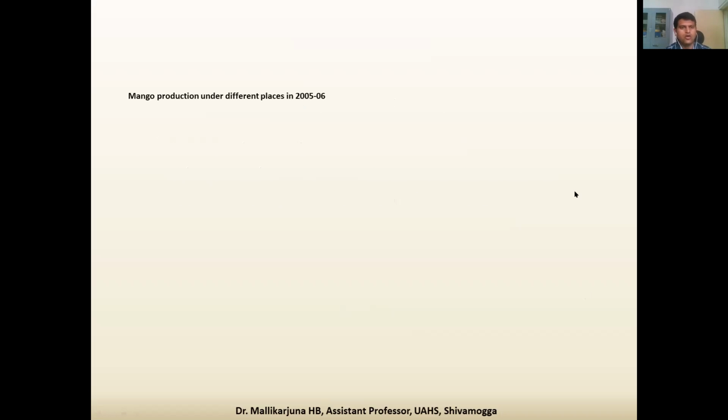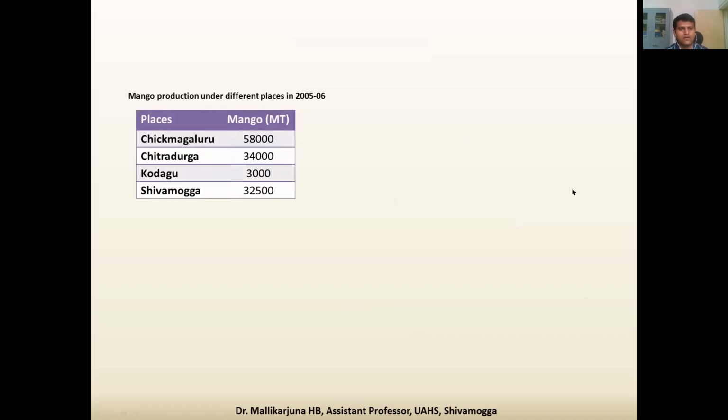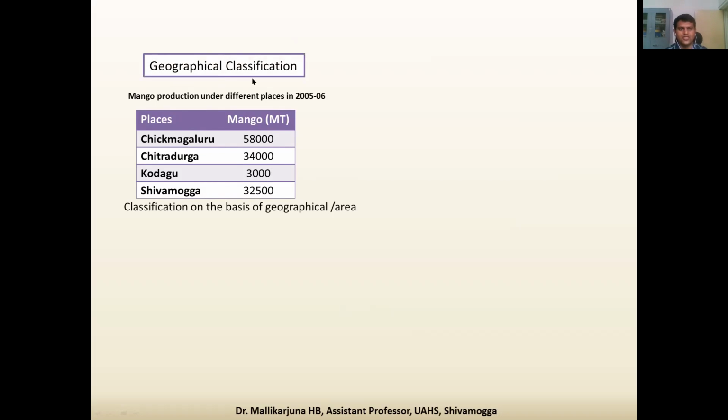Consider one example, mango production under different places in 2005 and 6. So these are the different places, some districts: Chikmagalur, Chitradurga, Kodagu, Shimoga. In that place, total production of mango, in million tons: 58,000, 34,000, 3,000, 32,5000, 32,500. So this is classification on the basis of geographical area. This type of classification is known as geographical classification.